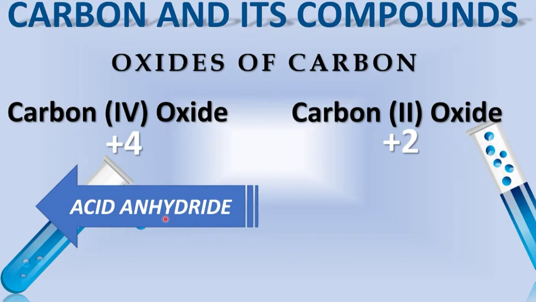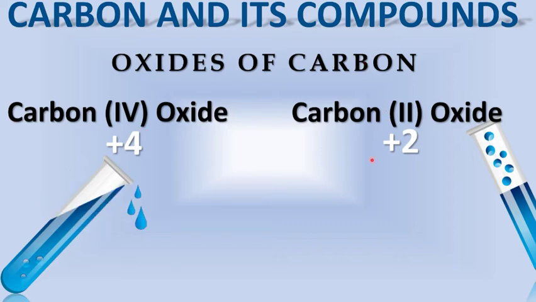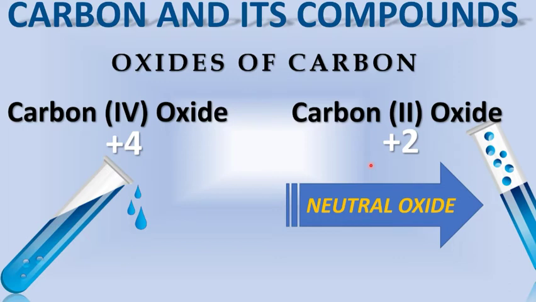What is an acid anhydride? I'm sure you remember that an acid anhydride is an oxide of a nonmetal, in this case carbon, that when dissolved in water will produce an acid. This acid anhydride, which is carbon 4 oxide, has acidic properties as well. That means it can behave as an acid. While the other oxide of carbon, carbon 2 oxide, is what you call a neutral oxide. A neutral oxide is an oxide of a nonmetal that does not have any acidic or basic properties at all.